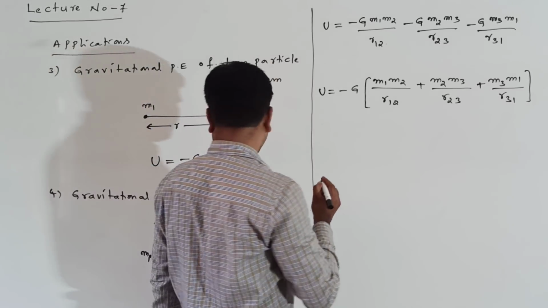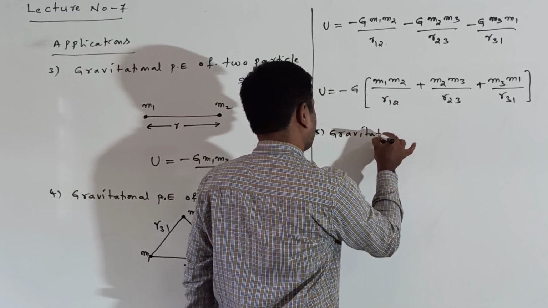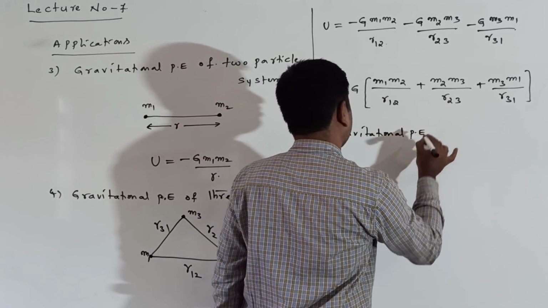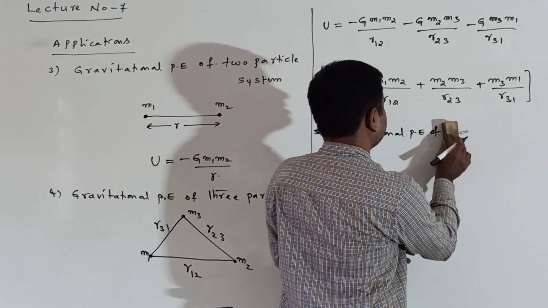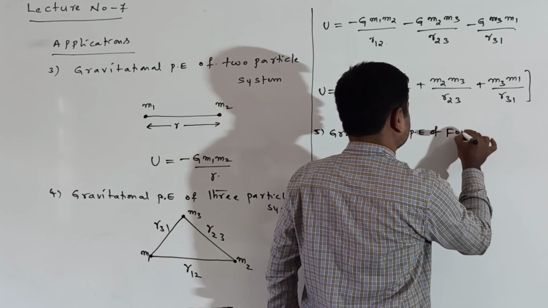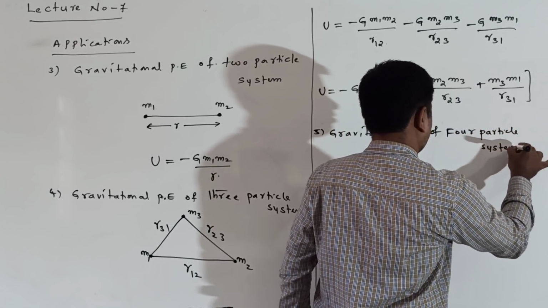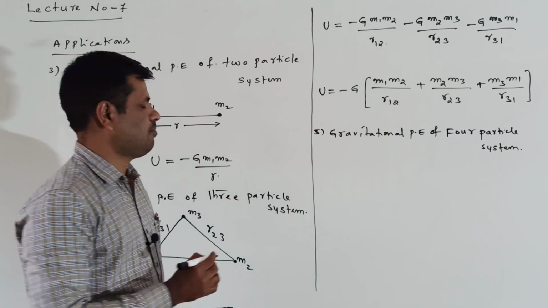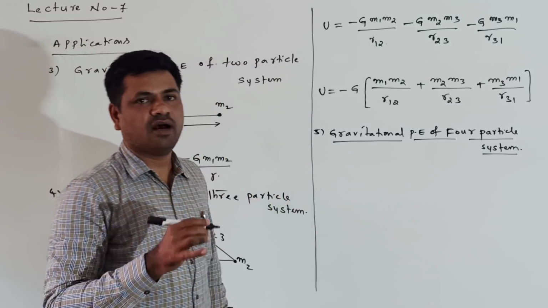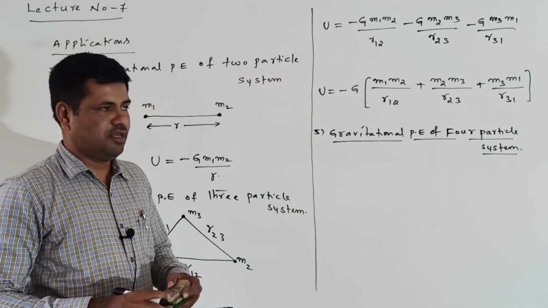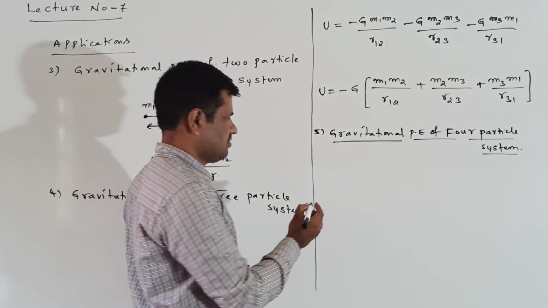Next, similar to that, the gravitational potential energy of four particle system. Three is completed. Next, four particle system. Four particle system means they are placed at the corners of the, what is here? This is the corners of a square or rectangle we are placing. We are placing like this.